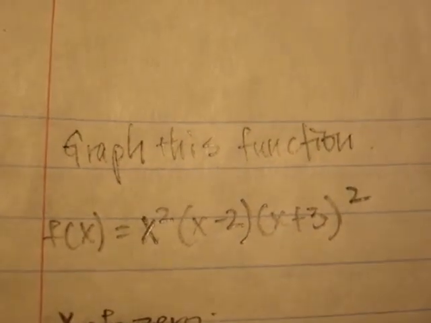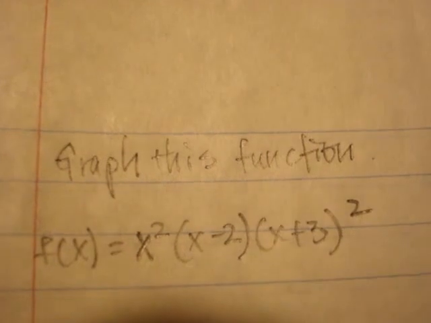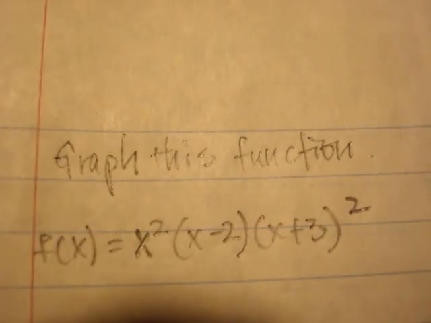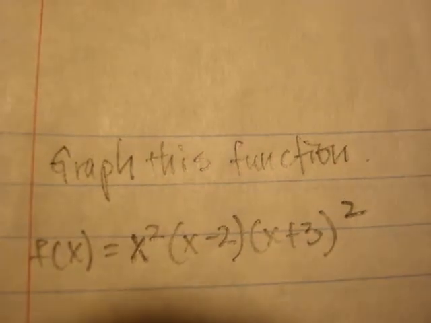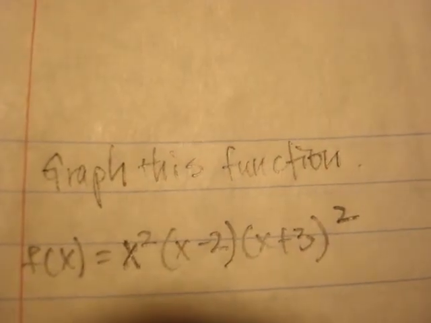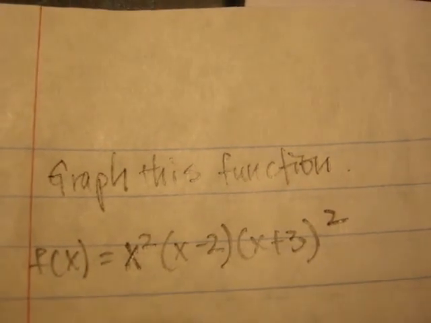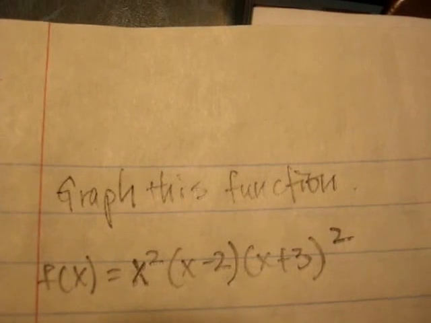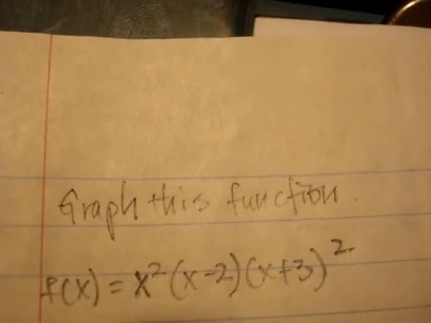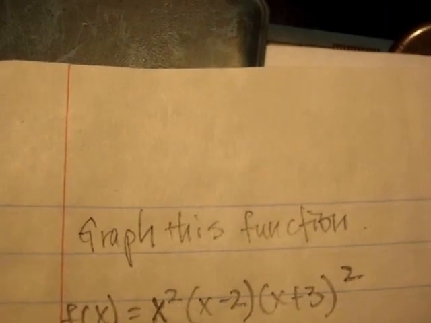Okay, I'll be talking about how to graph this function right here. f(x) = x²(x − 2)(x + 3)². So in order to graph this function, first you need to find the x of 0.